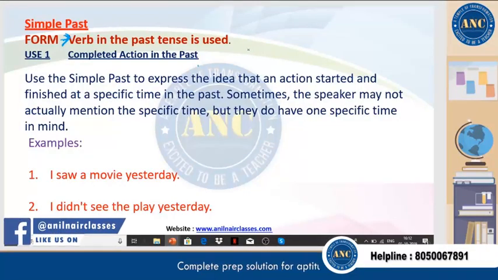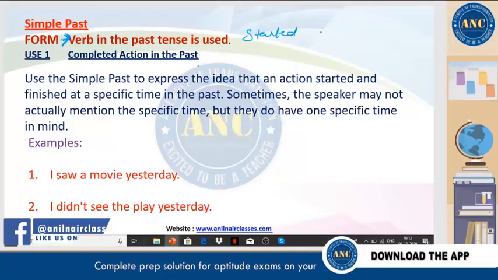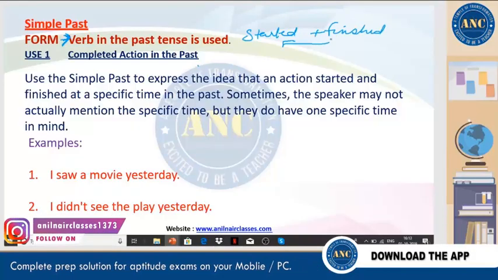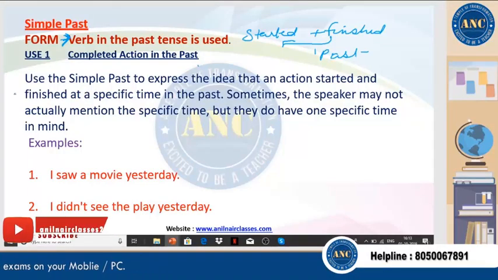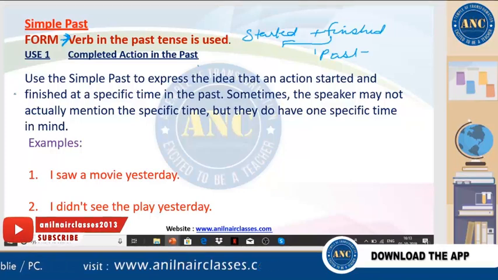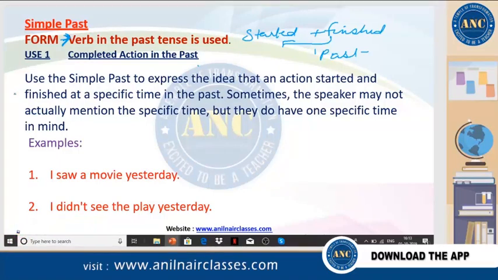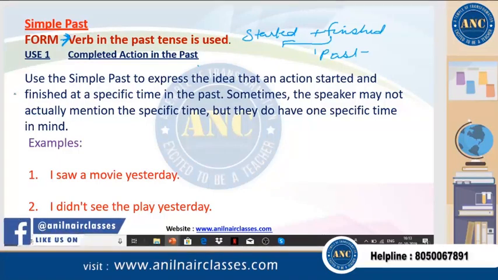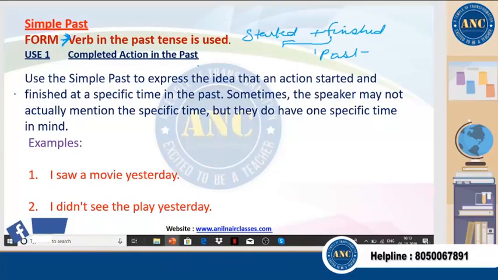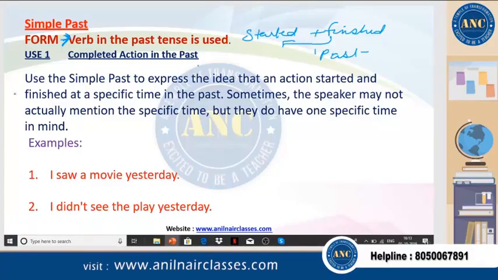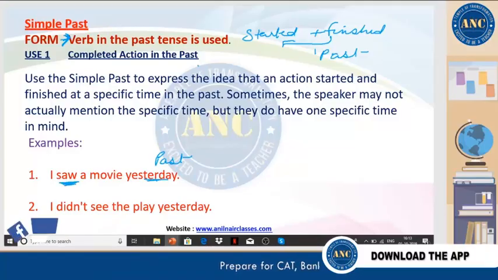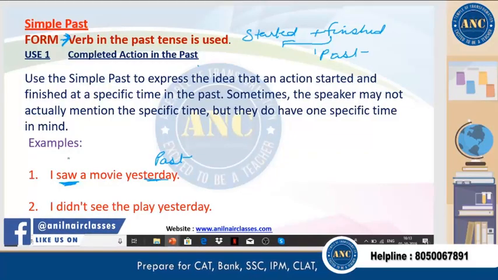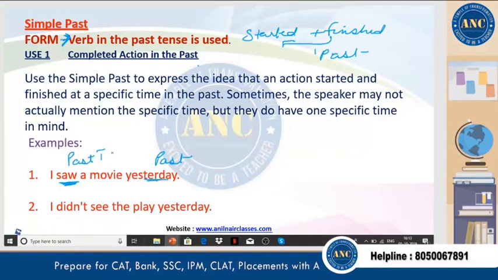So the action started in the past. So it started plus finished, both. Starting and finishing both were in the past. Right? So sometimes the speakers may not actually mention the specific time, but they do have one specific time in mind, that when this particular action started and when it finished. So starting and finishing both happened in the past. Clear? I saw a movie yesterday. So yesterday is past. Now the action started in the past and I completed it in the past. Right? So which is why it is the past tense of the verb.